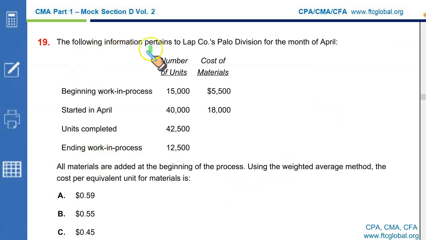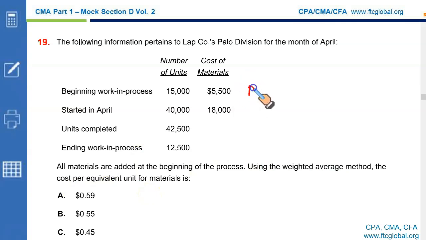The following information pertains to Lap Company's Palo division for the month of April. Beginning work in process 15,000. This is the material in that bunch of units. Started in April 40,000. Material $18,000. Units completed. Ending work in process. What are we required to do? All materials are added at the beginning of the process. Using the weighted average method, find the cost per EUP for material.